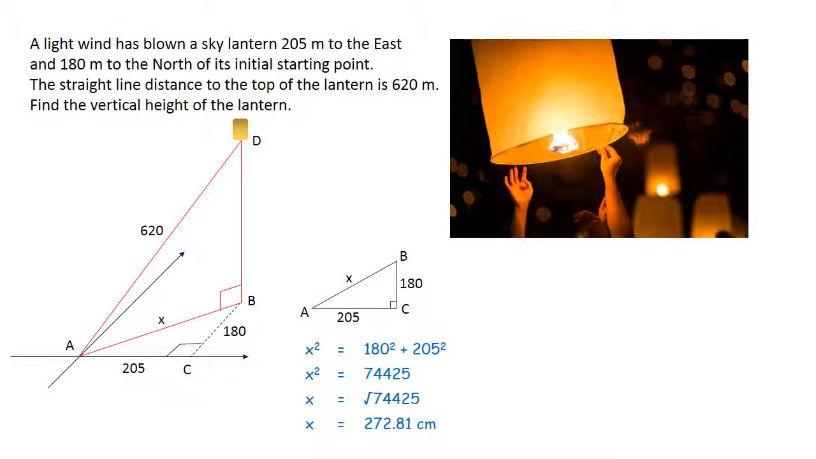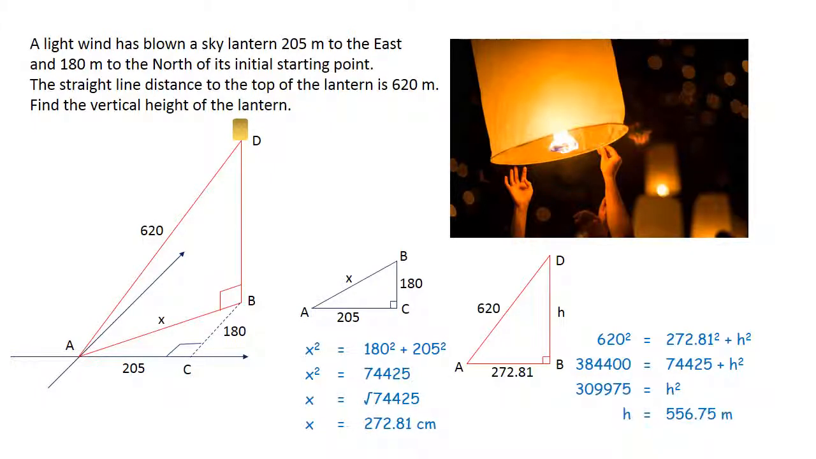Then we move to the red triangle. It's another Pythagoras theorem question. We've got the hypotenuse is 620, so 620 squared equals 272.81 squared plus h squared. By Pythagoras, we can work out that the height of the lantern is 556.75 meters.